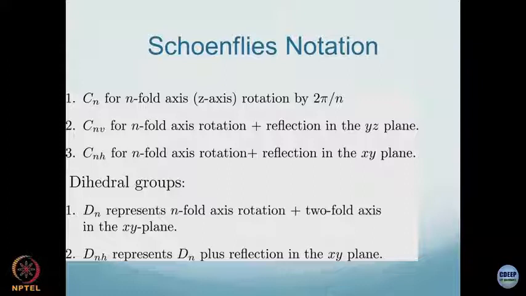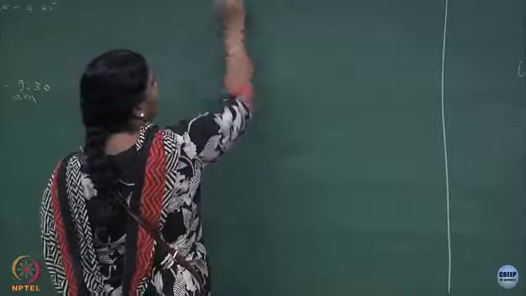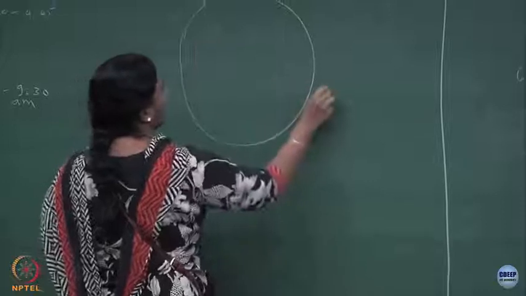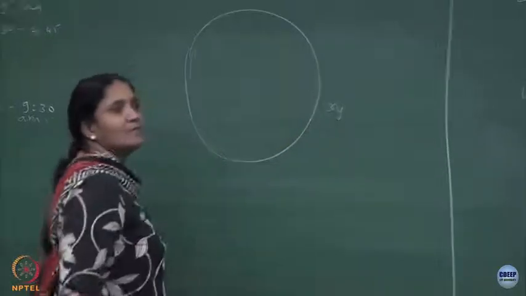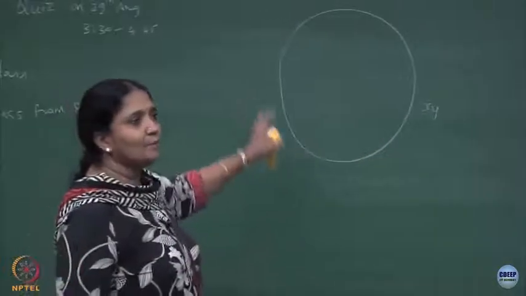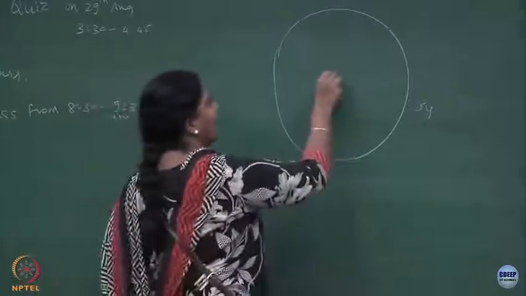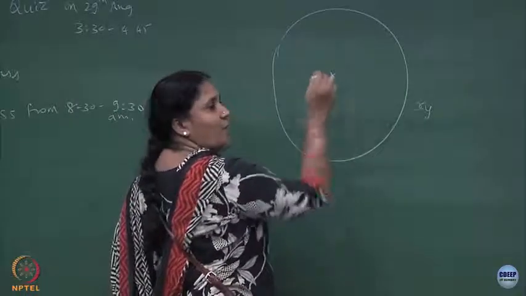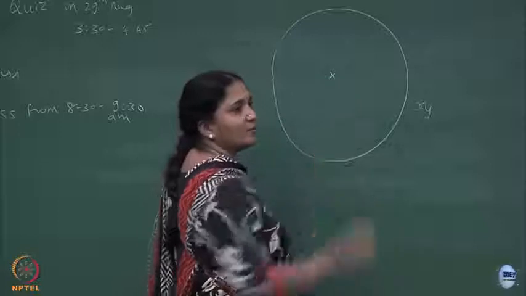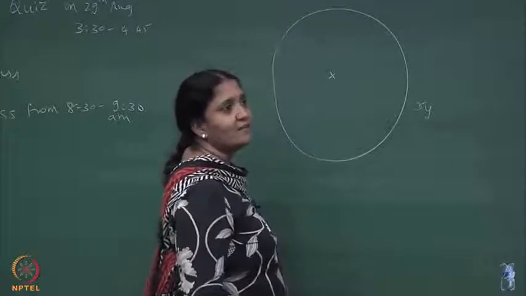This is what I was explaining in the last lecture. So, I am going to take the plane of the molecule to be the xy plane, this plane of the board to be the xy plane. I am going to take the axis to be coming out of the board, that I am taking to be the z axis. Is that clear?